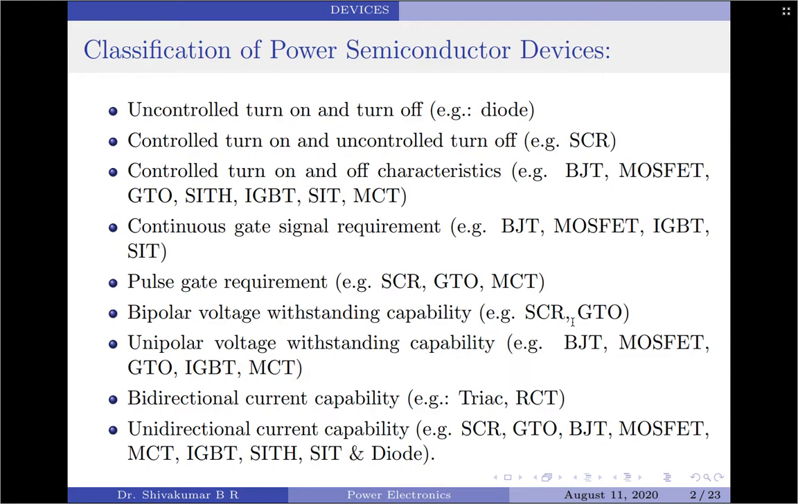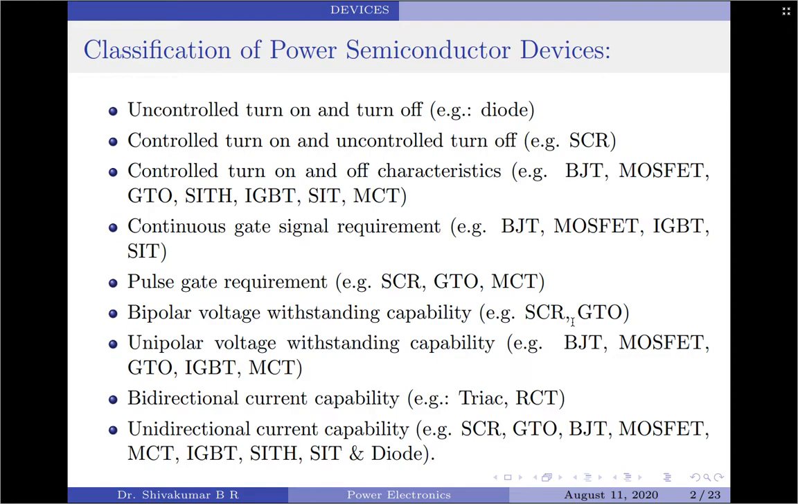Now, coming to the third category, we have the controlled turn on and turn off characteristic devices. Examples for these devices would be BJT, MOSFET, gate turn off thyristor, static induction thyristor, IGBT, all of them. What actually is the characteristic of these devices is that they require continuous control voltage across their control terminals.